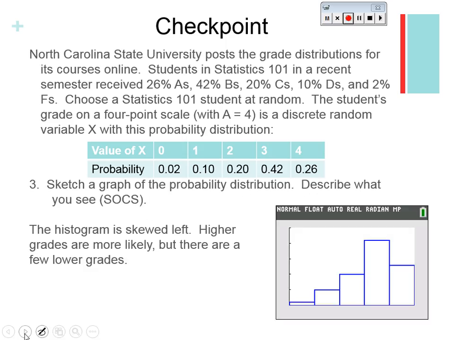And then for number 3, sketch the graph of the probability distribution. Here's the graph, and you can see from this that it's skewed left, which basically means the higher grades are more likely. You're more likely to get a B or an A, and there are fewer lower grades on the left-hand side. So that essentially brings in, at least here in the beginning, what a discrete random variable is. One of the things that we will look at moving forward is expected value, which is also known as the mean of a discrete random variable, and we'll also look at some different things with what's called a continuous random variable.